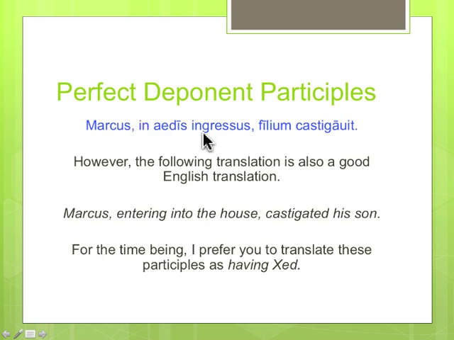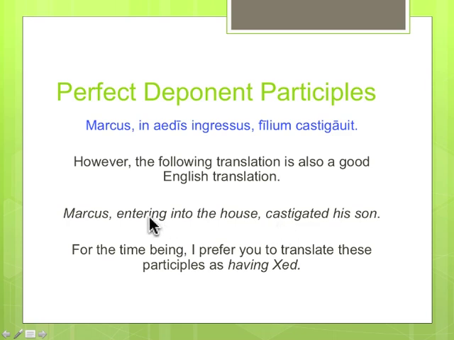Going back to the sentence, though, the following translation is also good English translation: Marcus, entering into the house, castigated his son. For the time being, I prefer you to translate these participles as "having exed" because it makes clear that this action has to come before this action.